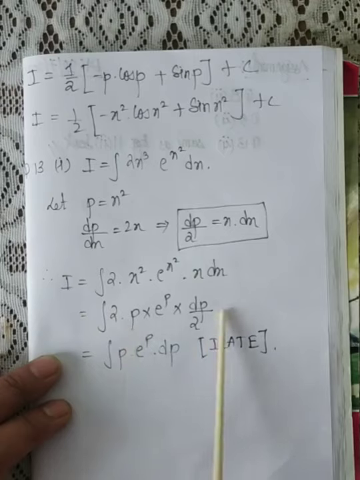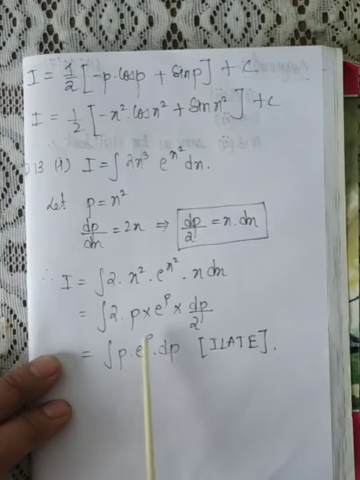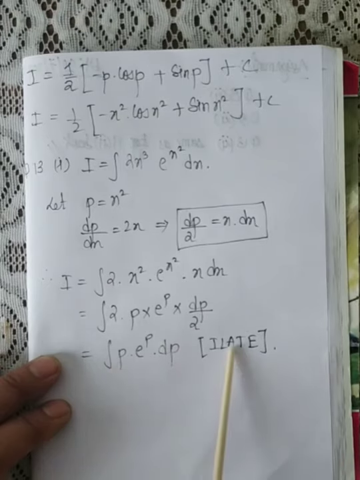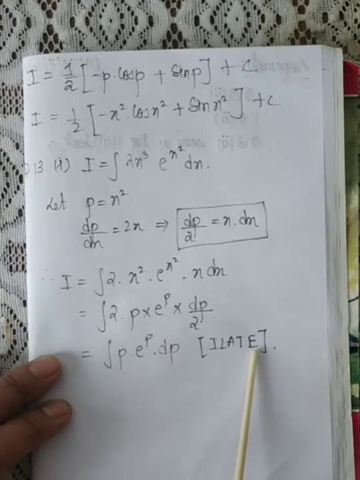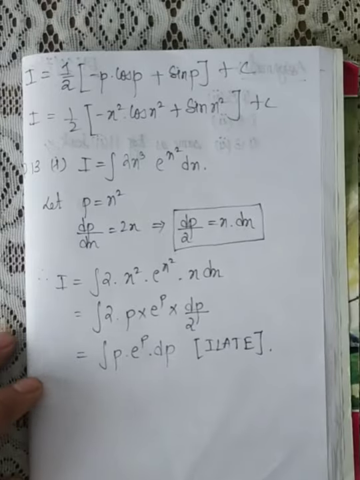So all in all, this 1 by 2 gets cancelled out, by the way, 2 gets cancelled out, so hence I get p e to the power p dp. How many functions? 2 functions. P algebraic, e to the power p exponential, u v. This is your u, this is your v, and do your integration by parts.